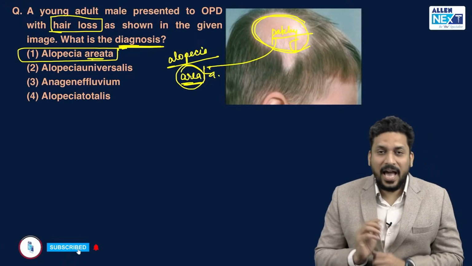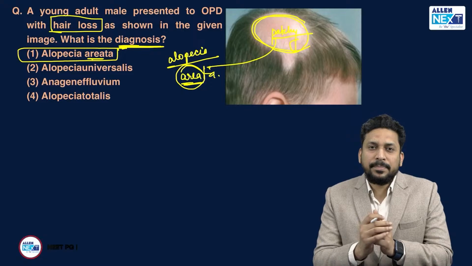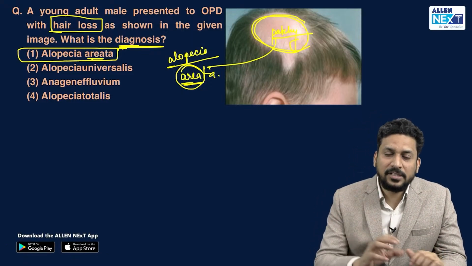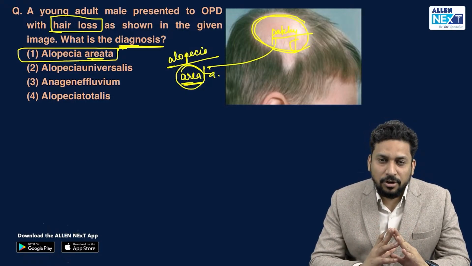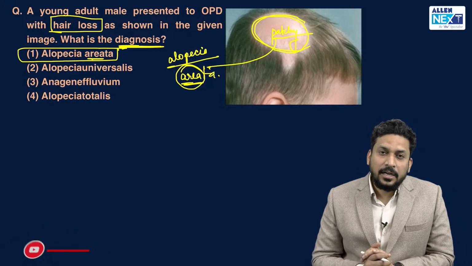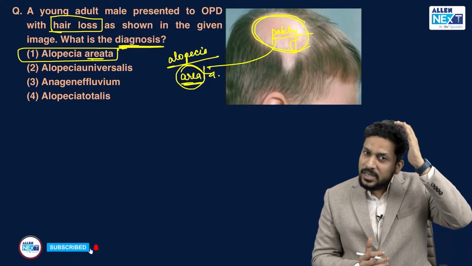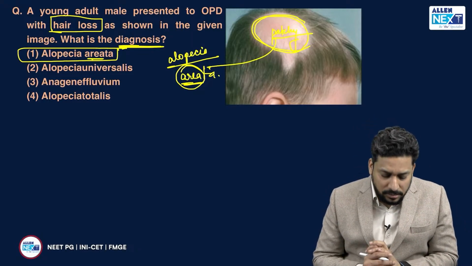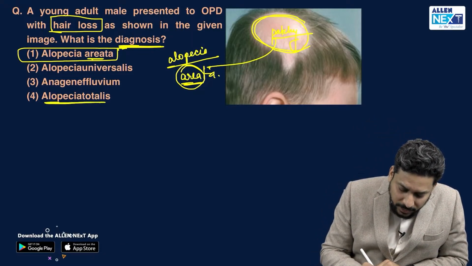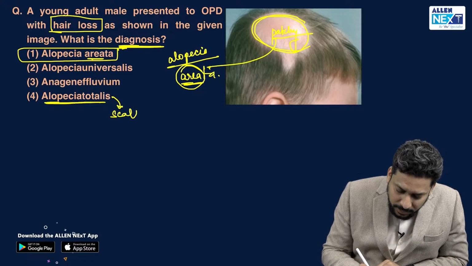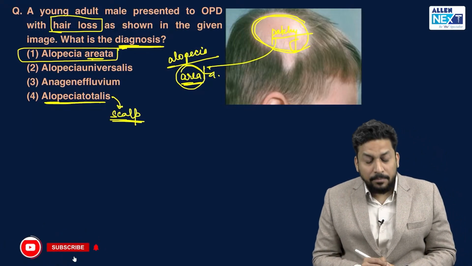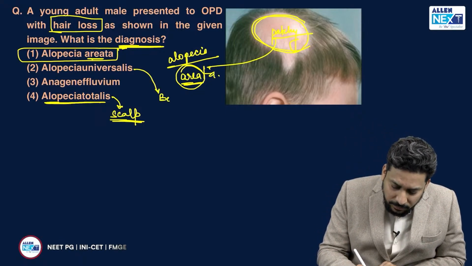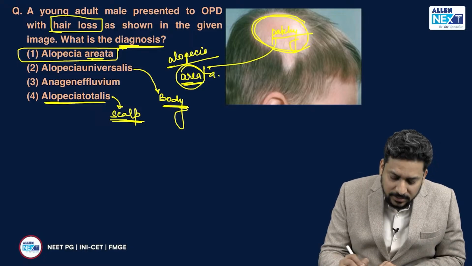One area or patch is involved. This can be a single patch, or there can be multiple such patches. This is a characteristic presentation of alopecia areata. Now, when alopecia areata involves the whole scalp, so sometimes instead of patches the whole scalp has hair loss, that is known as alopecia totalis. But if instead of the scalp the whole body is involved, then we call it alopecia universalis.